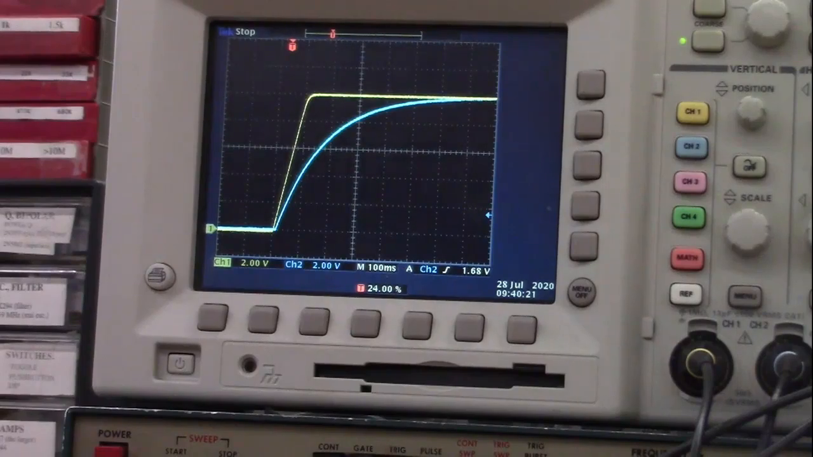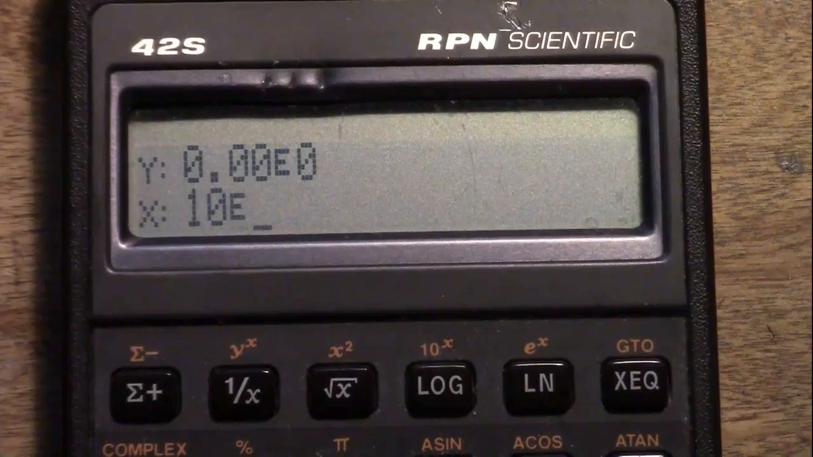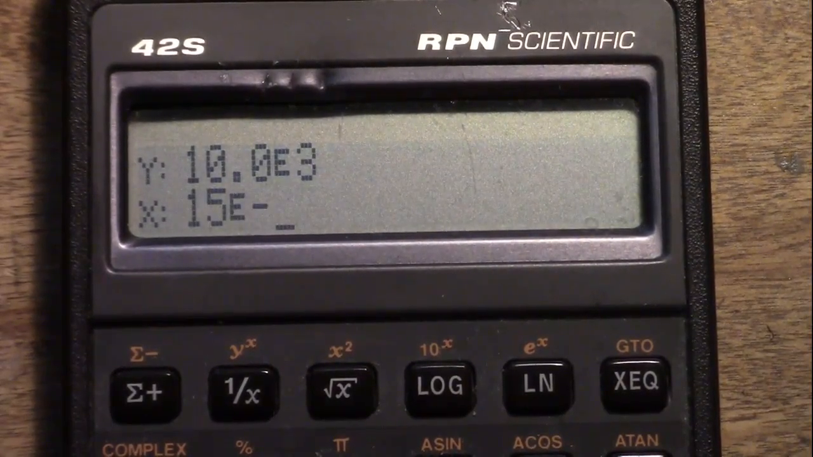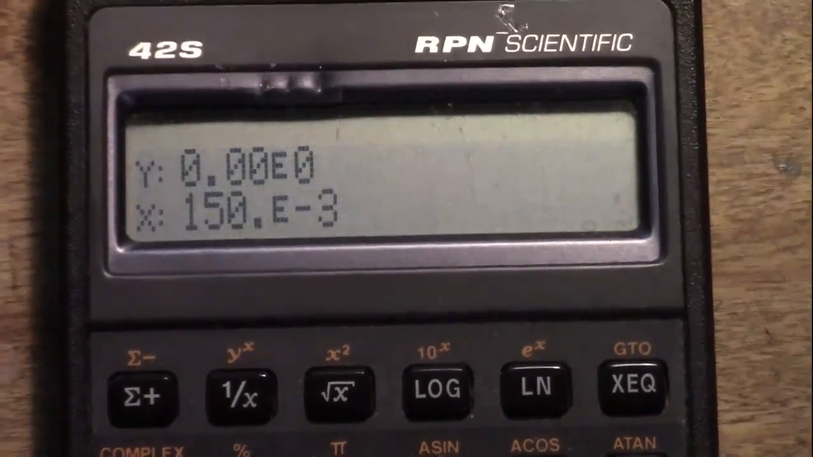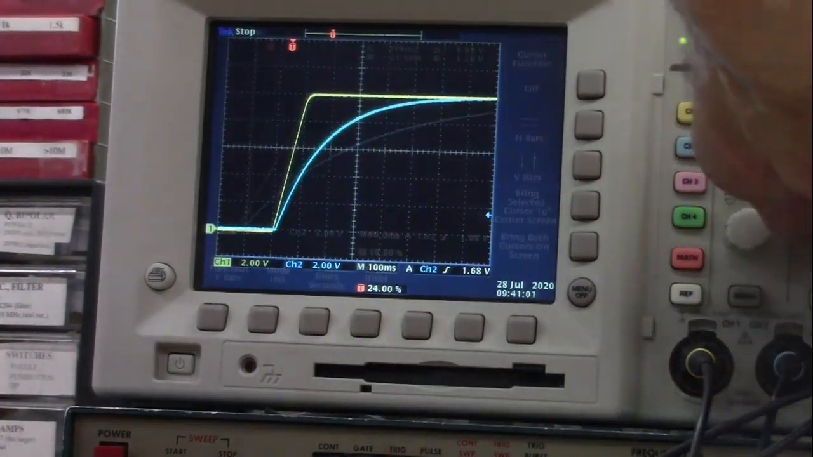Now let's go ahead and take a look and see what we'd expect. Now we've got a 10K resistor and a 15 microfarad capacitor. 10 to the third times 15 times 10 to the minus 6. That says tau is equal to 150 milliseconds. We'd expect to be about 63% of the way to the final value in 150 milliseconds. So let's go ahead and measure that.